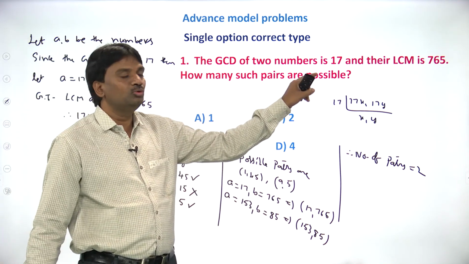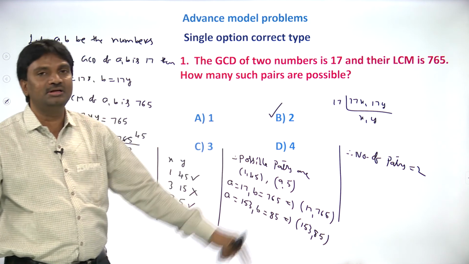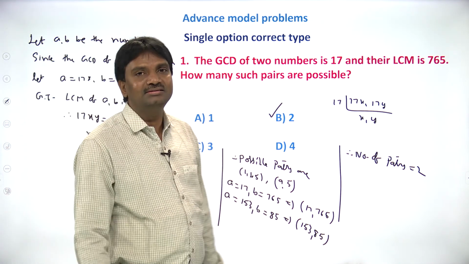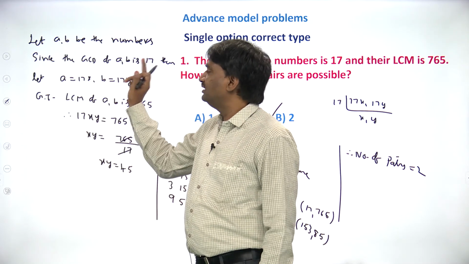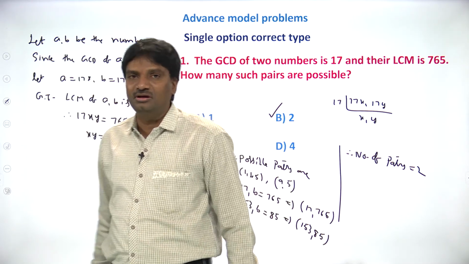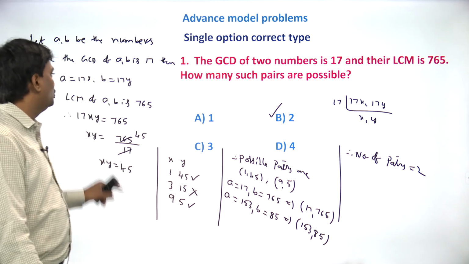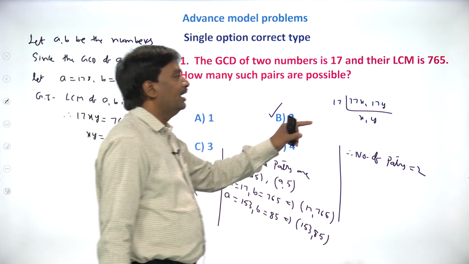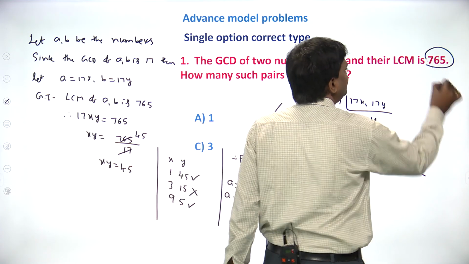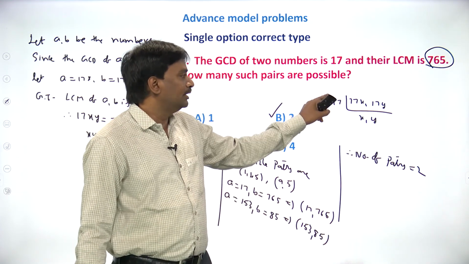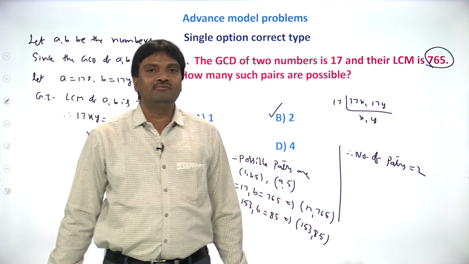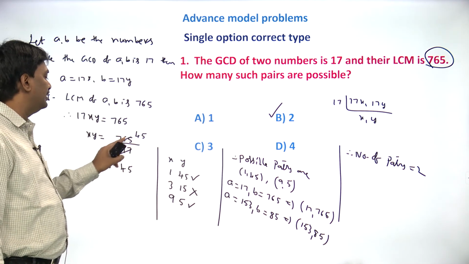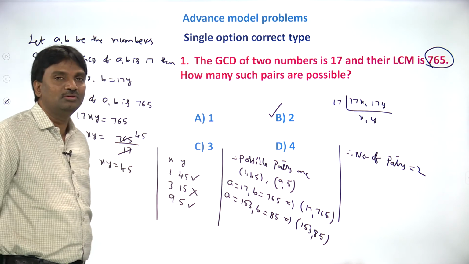So, the GCD of two numbers is given as 17 and their LCM is given as 765. Let us consider the two numbers as a comma b. Since the GCD of a comma b is 17, we can take the two numbers as a equal to 17x, b equal to 17y. According to the problem, the LCM is given as 765. The LCM of 17x comma 17y is 17xy. So, 17xy equal to 765.